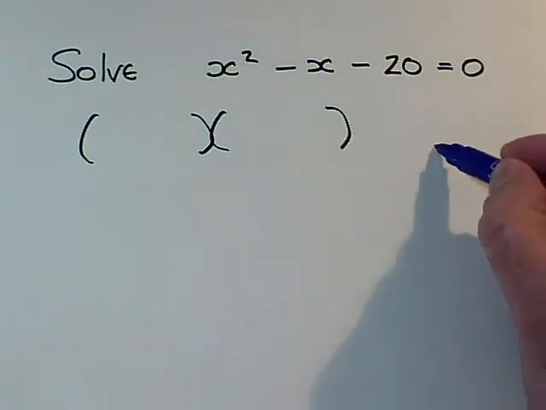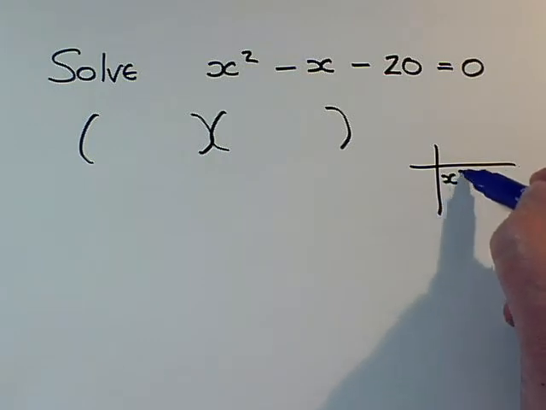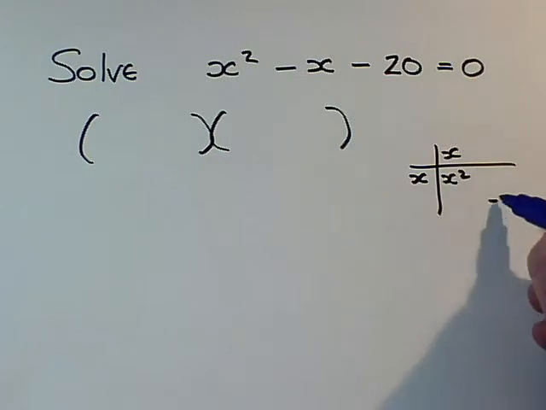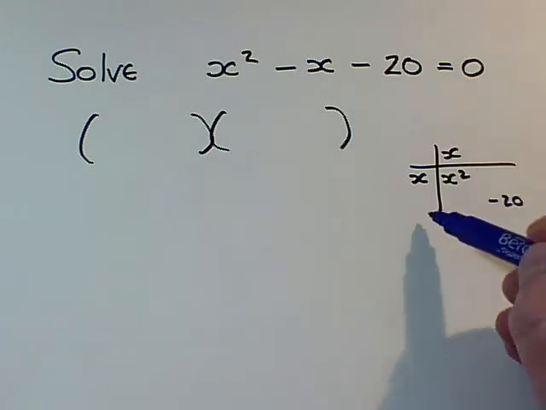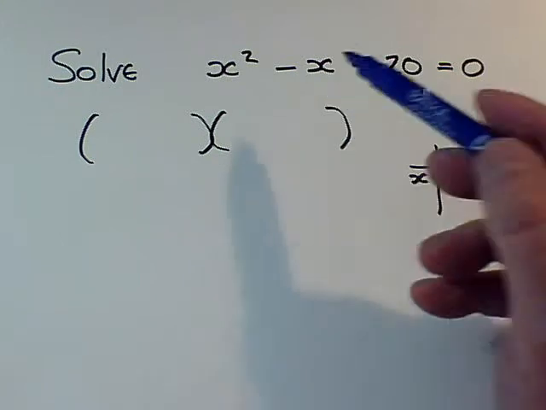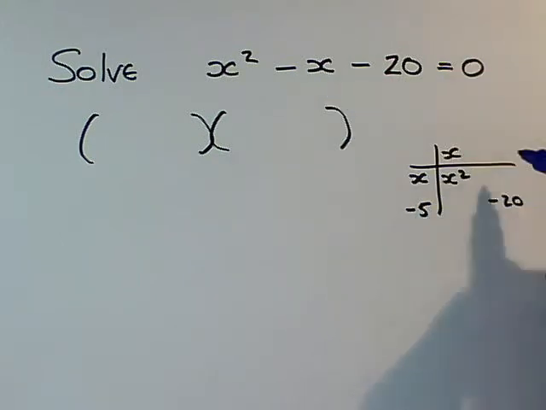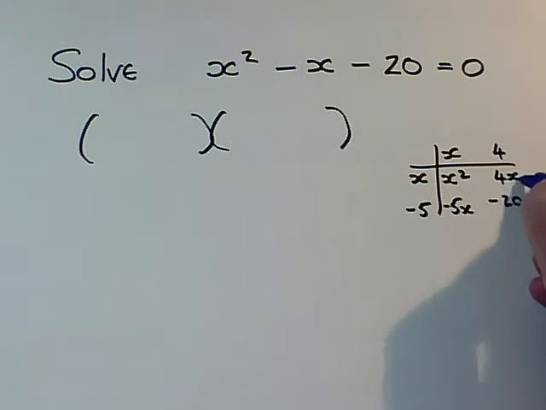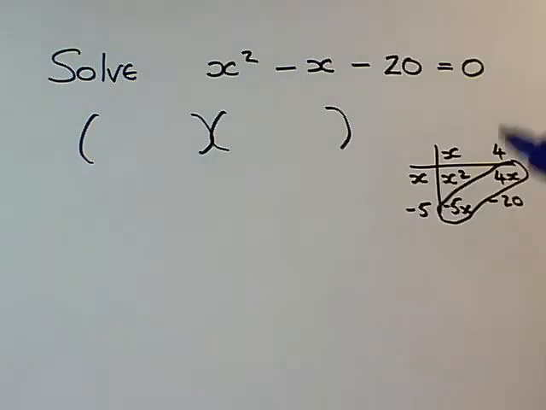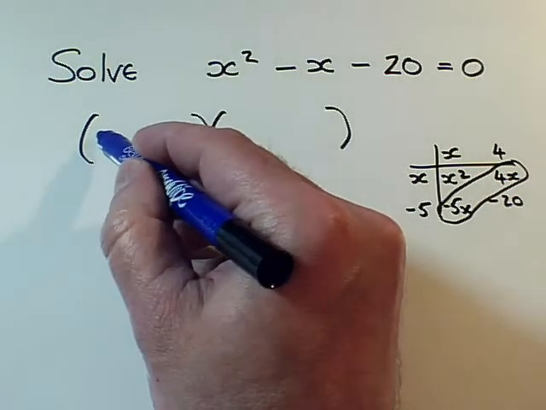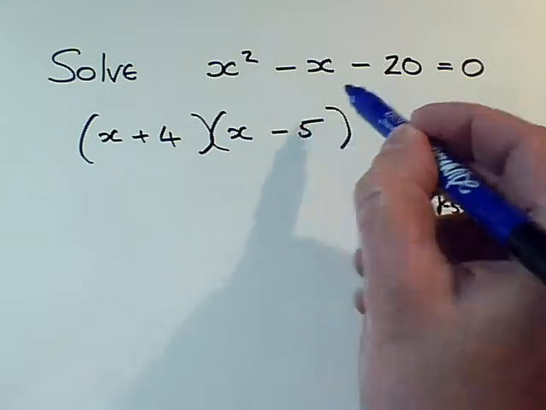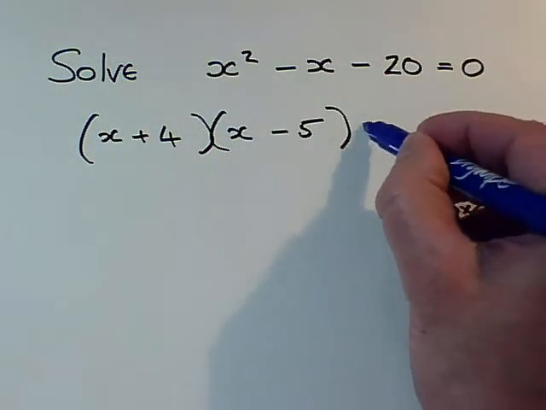So, set up a grid. I want an x squared there, so I'll want to do x times x. I want minus 20 down here. And I need to make minus 20 by multiplying two numbers in such a way that I get minus x, and after a bit of tinkering about I can discover that minus 5 times 4 does equal minus 20, and minus 5x plus 4x here, these two terms do indeed give me minus x. So I know that I can do x plus 4 times x minus 5, and that's the same as this, and I want that to equal 0.